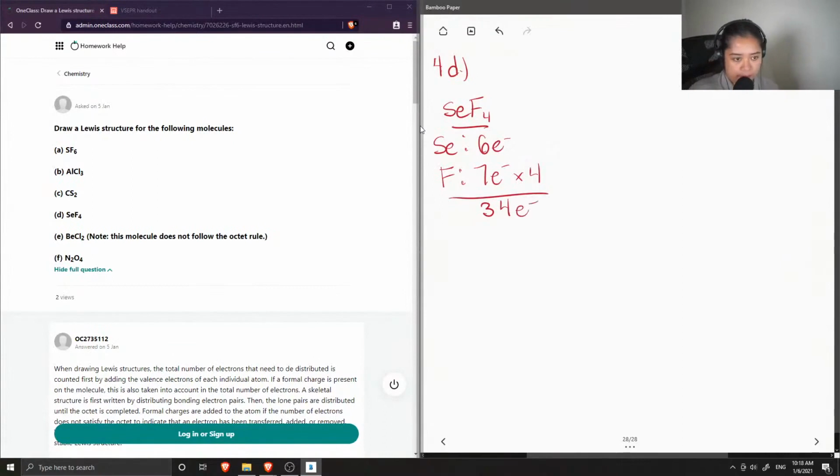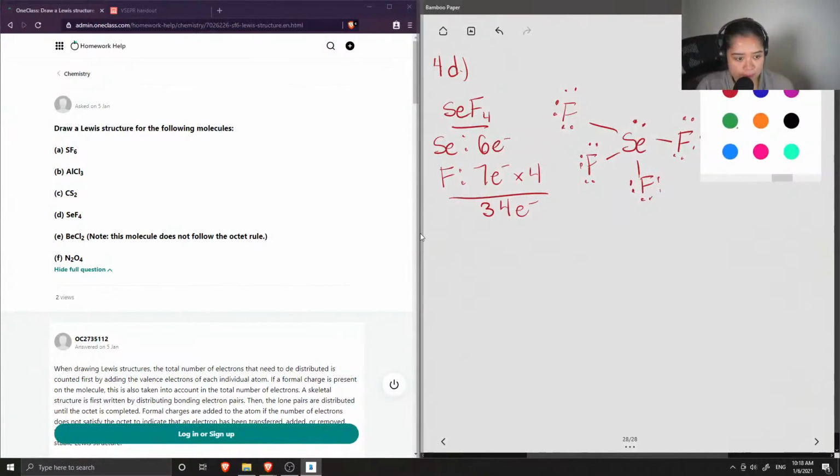So let's draw selenium as our central atom, and the 4 fluorines all around, showing all of their lone pairs. And if we counted it out so far, we have 4 bonds to the fluorine. So 8 times 4, we have 32 drawn so far. So for the last 2 electrons, I'll add them as lone pairs on selenium.